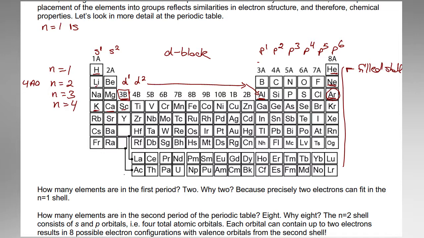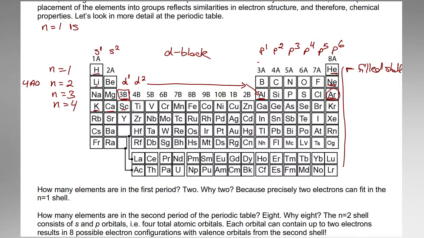So how many columns should we expect in the D block? Precisely 10. And if we count them up between scandium and zinc, 1, 2, 3, 4, 5, 6, 7, 8, 9, 10. Precisely 10 columns, corresponding to the different electron configurations in which the valence electrons are in the D orbitals.